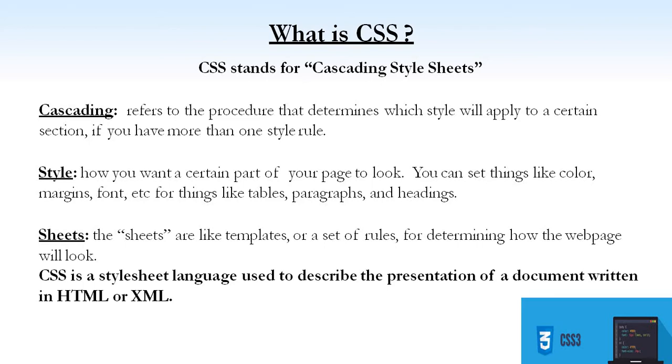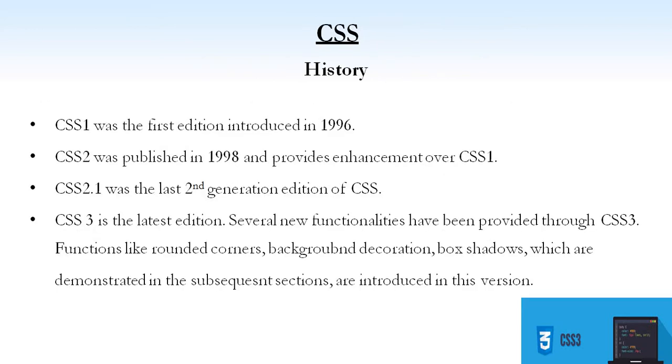So CSS is a style sheet language which is used to describe the presentation of a document or your web page. So here's the history. Its first version starts from 1996. Now at present we are using CSS 3. Many new functions are added here.